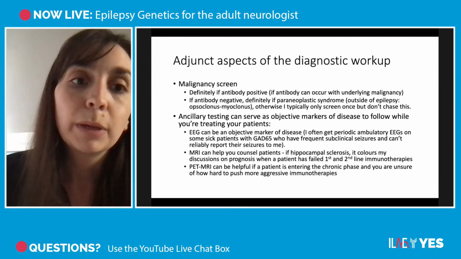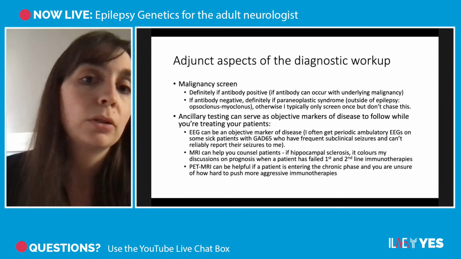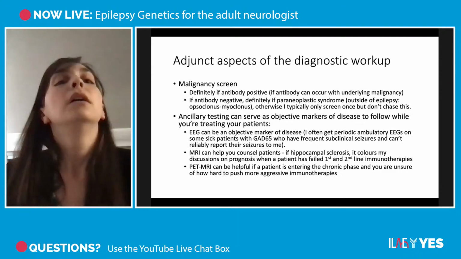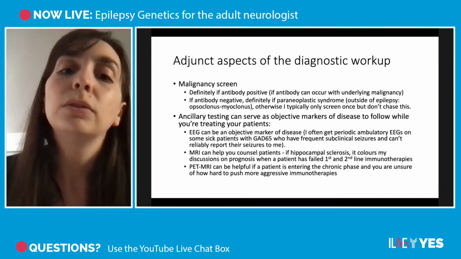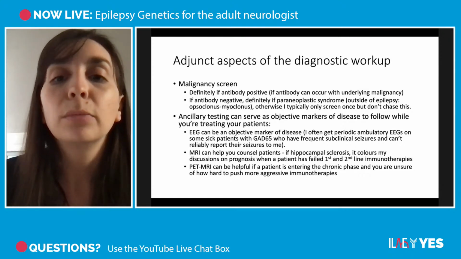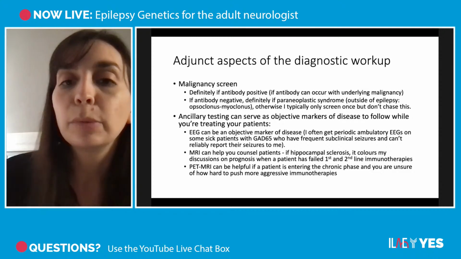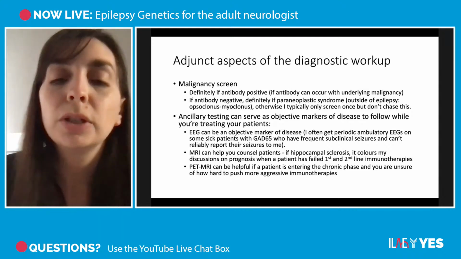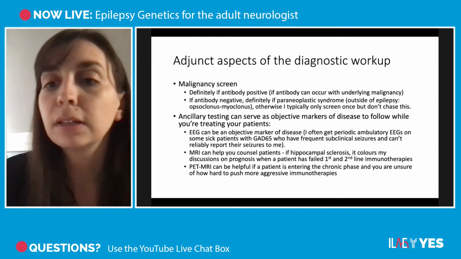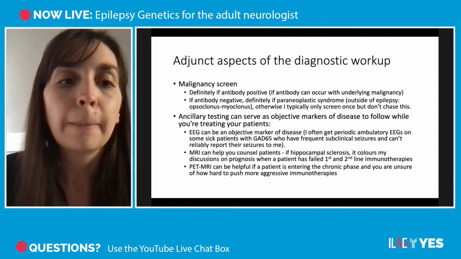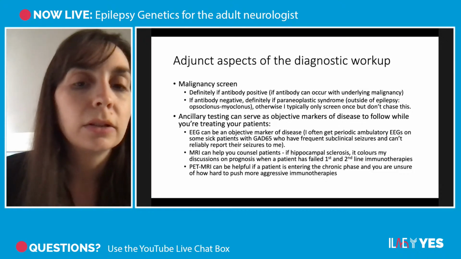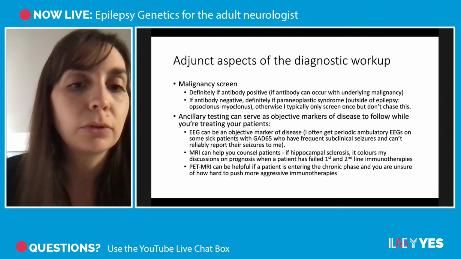I definitely do that if patients are antibody positive, in terms of antibodies that have a risk of an underlying malignancy. And if they're antibody negative, I only do it if a patient has a paraneoplastic syndrome, for example, outside of the world of epilepsy. If someone has a cerebellar degeneration or opsoclonus myoclonus, then I usually do a screen. And then finally, ancillary testing is often helpful in the context of following patients after treatment.